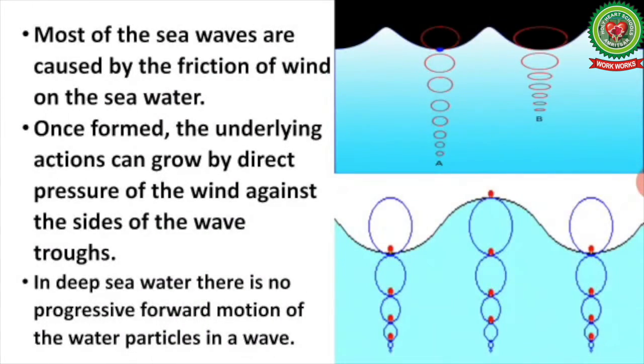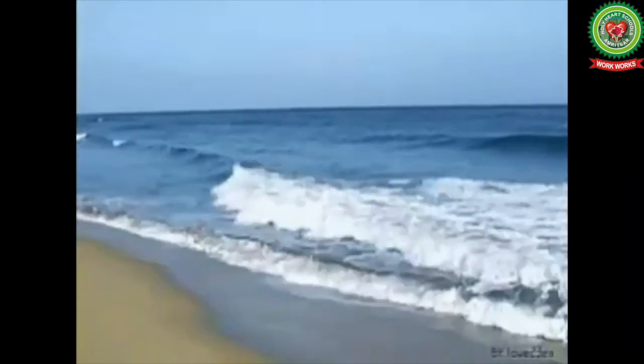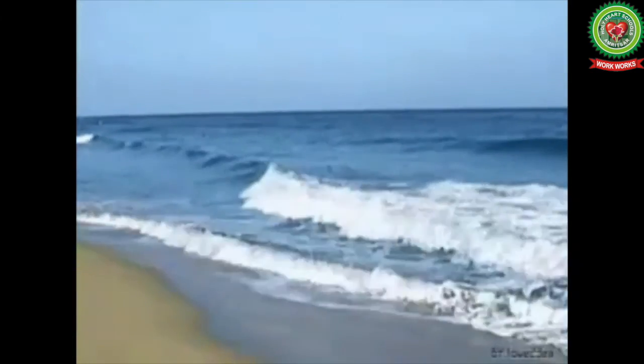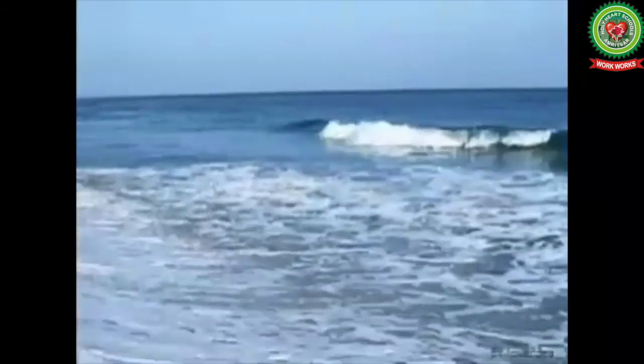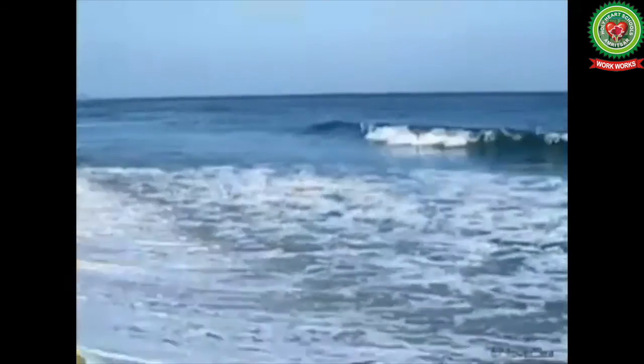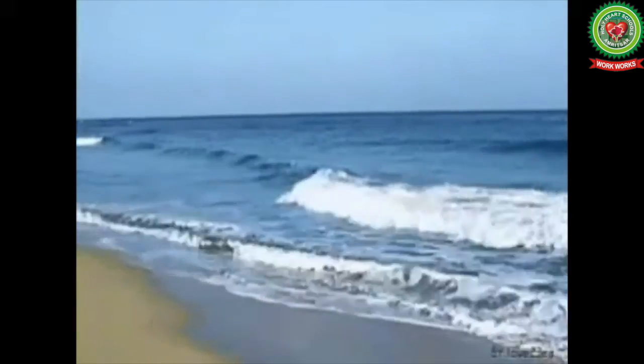Most of the sea waves are caused by the friction of wind on the seawater. Once formed, the underlying actions can grow by direct pressure of the wind against the sides of the wave troughs.